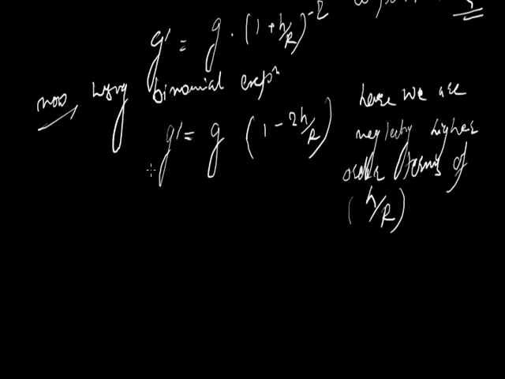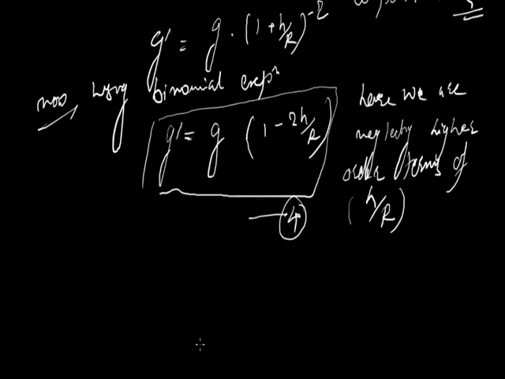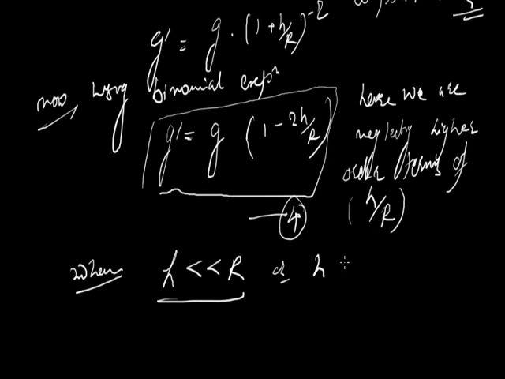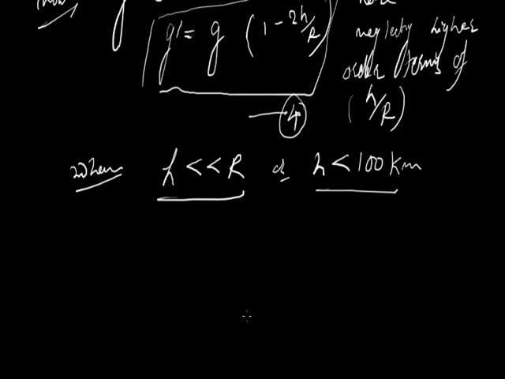Okay, this is equation 4. Now this equation 4 will be used when h is really small in comparison to R, or we can say when h is less than 200 kilometer. So in this way, the variation of g takes place according to the height h or altitude h.